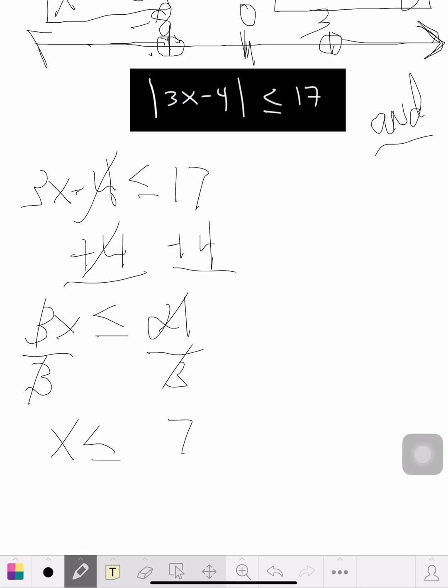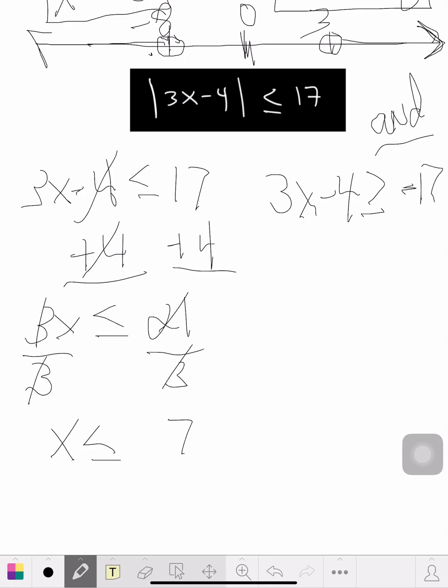Okay, now let's do the other side, in case it was a negative number. So this would be 3x minus 4. Now we flip the sign. Remember, we flip it this time. We flip it. Negative 17.